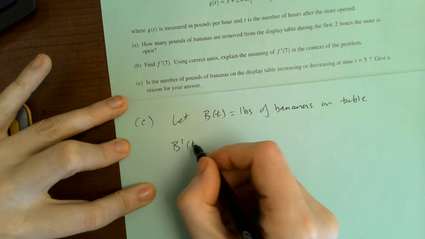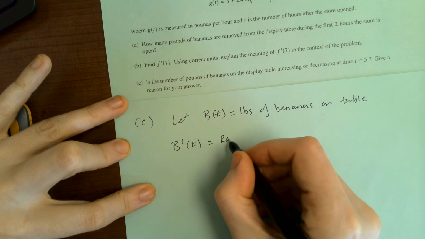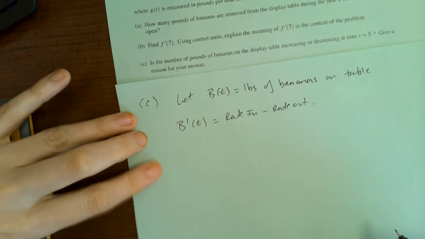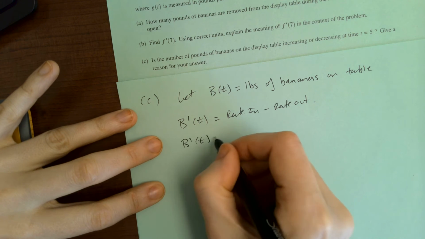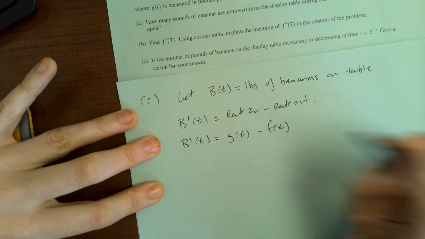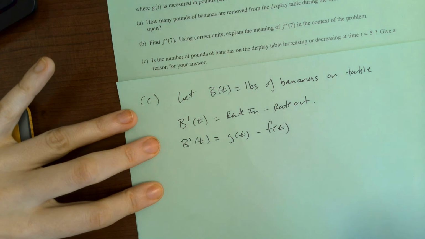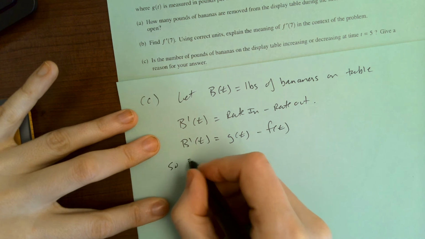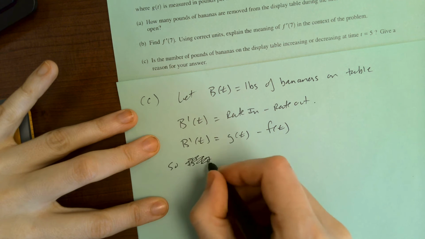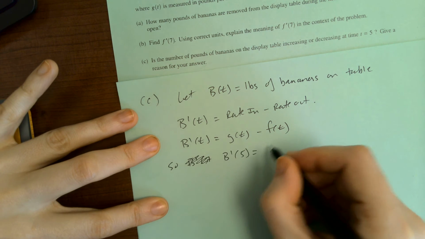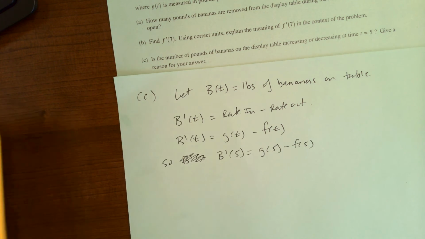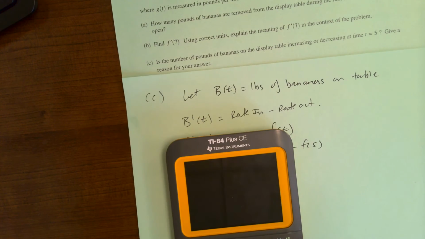Then B prime of t is going to be the rate in minus the rate out. So B prime of t, the rate in is G of t, the rate out is F of t. All right. So B prime of 5 is going to be equal to G of 5 minus F of 5. And then you just type that into your calculator.